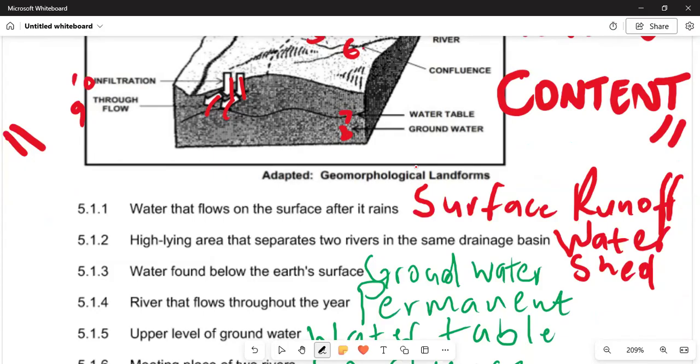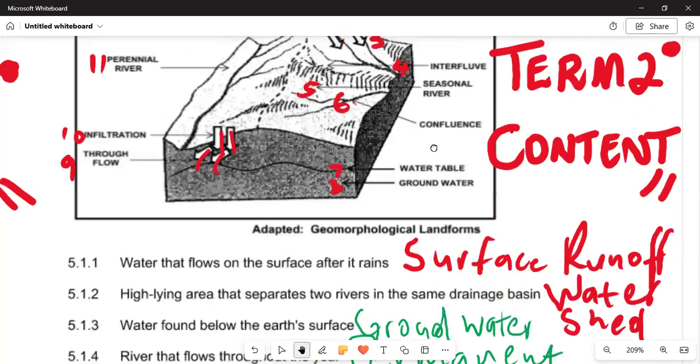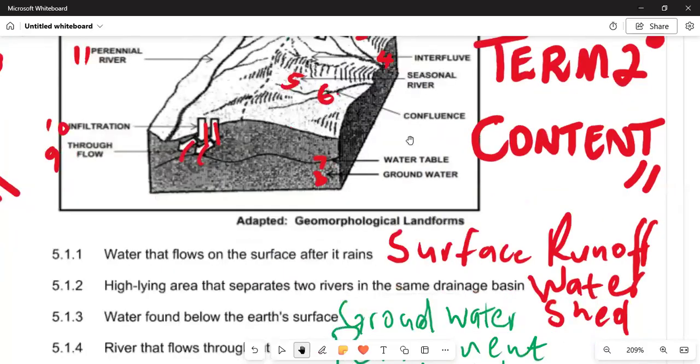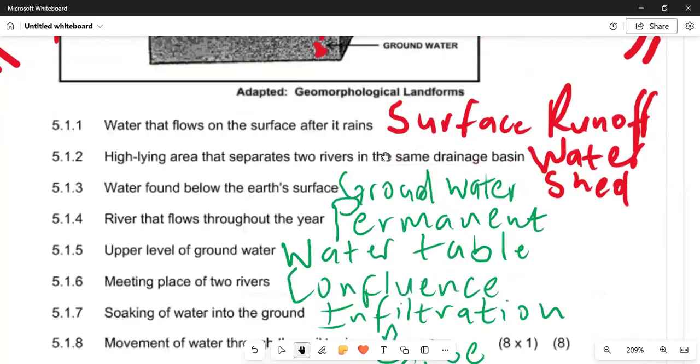In 5.1.2, the high-lying area that separates two rivers in the same drainage basin, that is what we call a watershed. Can you please go to our sketch and see the watershed? Remember, I've just explained to you that the watershed separates these two areas in between. And then moving on, we have 5.1.3, which is water that is found below the earth's surface.